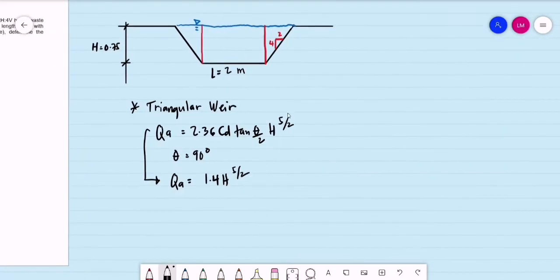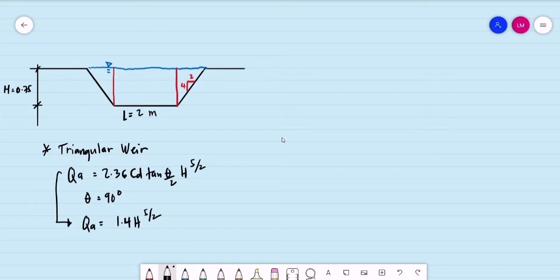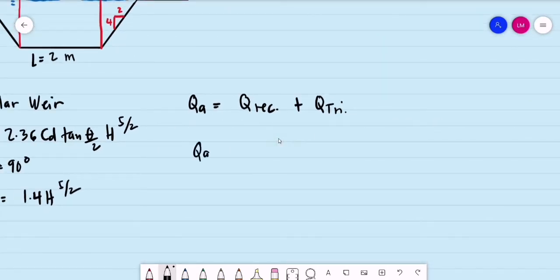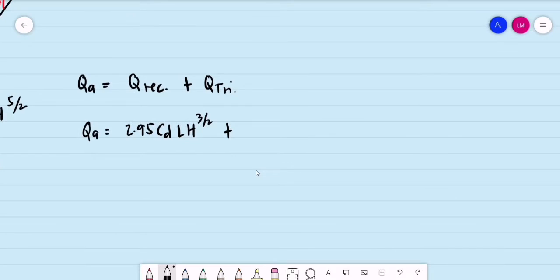So paano natin kukunin yung total discharge? Kapag trapezoidal, the total discharge is equal to yung discharge para dun sa rectangular portion plus yung discharge mula dun sa triangular portion. So kung given naman yung mga coefficients natin, parang direct sub lang din tayo dito. We have the flow rate actual is equal to, kapag rectangular, yun yung 2.95, coefficient of discharge, L, H raised to 3 over 2. Plus, yung triangular portion, ito yung 2.36, coefficient of discharge, the tangent of theta over 2 multiplied by the head raised to 5 over 2.